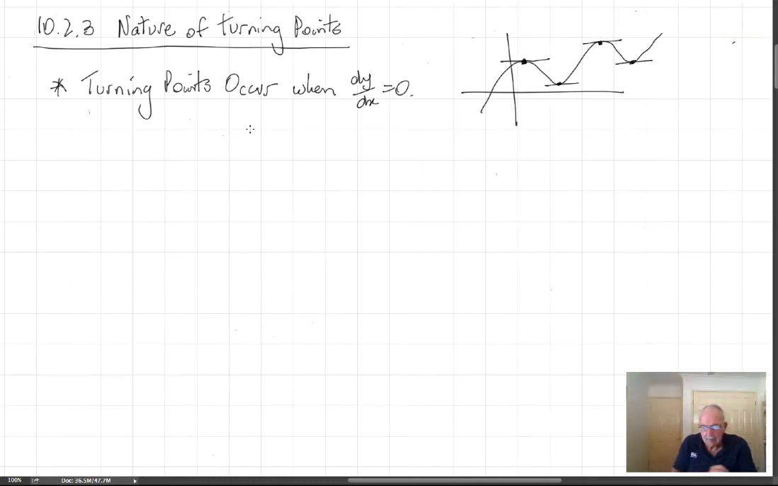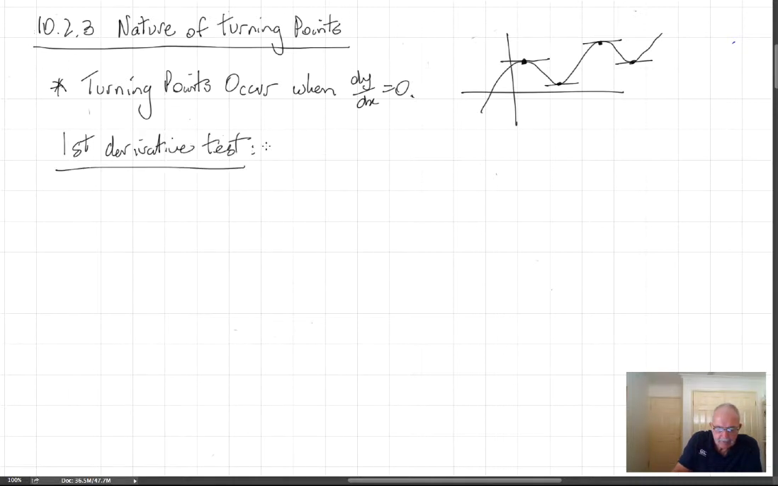But if we get a function that we don't know how to graph, we can still work out the nature of turning points. Turning points occur when dy/dx is equal to 0. So if we can find dy/dx, we can find out where the turning points are. The other thing is that we can use what's called the first derivative test. Now we've found the derivative, we've got dy/dx.